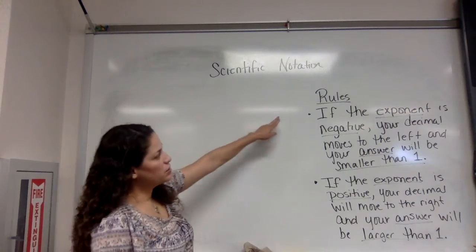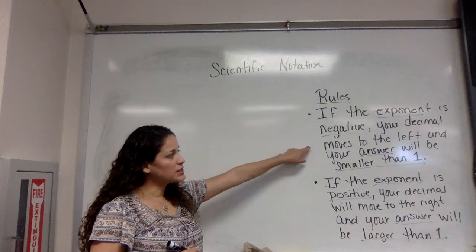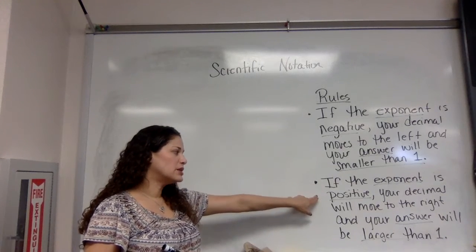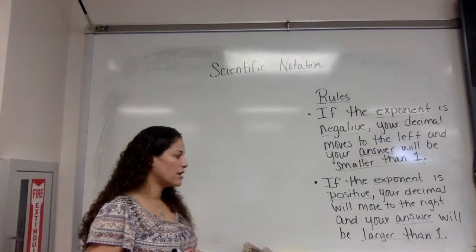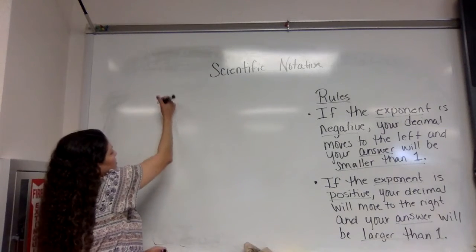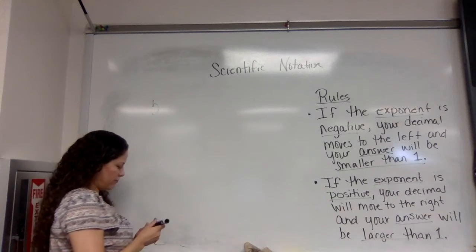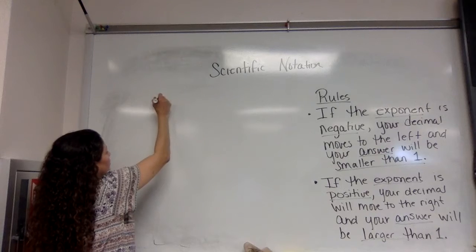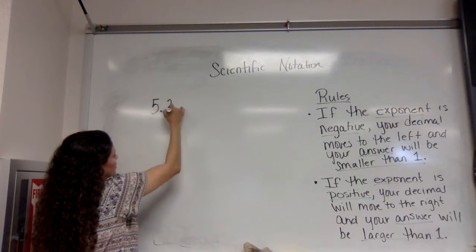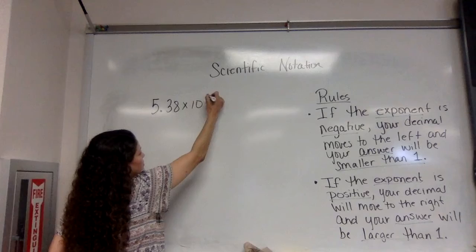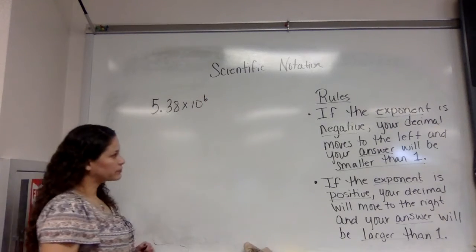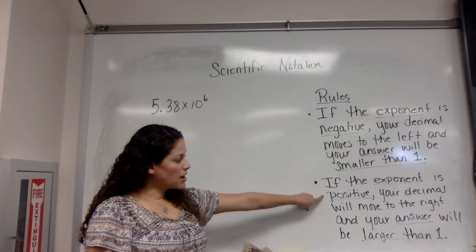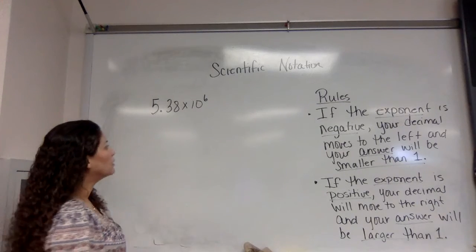Okay, so now we're going to start working it backwards. All right, so here are the new rules. If the exponent is negative, your decimal will move to the left and your answer will be smaller than 1. And the opposite, if the exponent is positive, your decimal will move to the right and your answer will be larger than 1. So for example, if I had 5.38 times 10 to the 6. You notice 6 is positive, so I'm going to follow this rule. The exponent is positive, your decimal will move to the right, and your answer will be larger than 1.